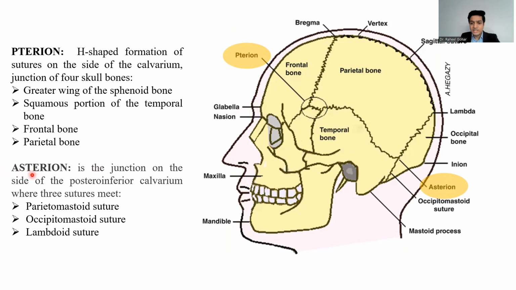Then another point is the asterion. As you can see, this point here is the asterion. 3 main sutures are meeting here. One is the lambdoid suture, which we already know. One is the suture between the parietal and the mastoid bone, which is known as the parieto-mastoid suture. One is the suture between the mastoid and the occipital bone, which is known as the occipito-mastoid suture. So these 3 sutures are meeting at one point, and it is known as the asterion.